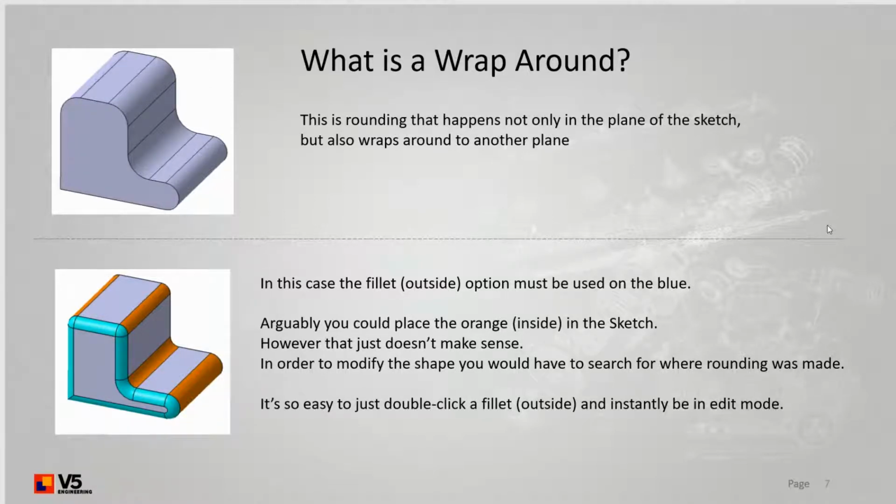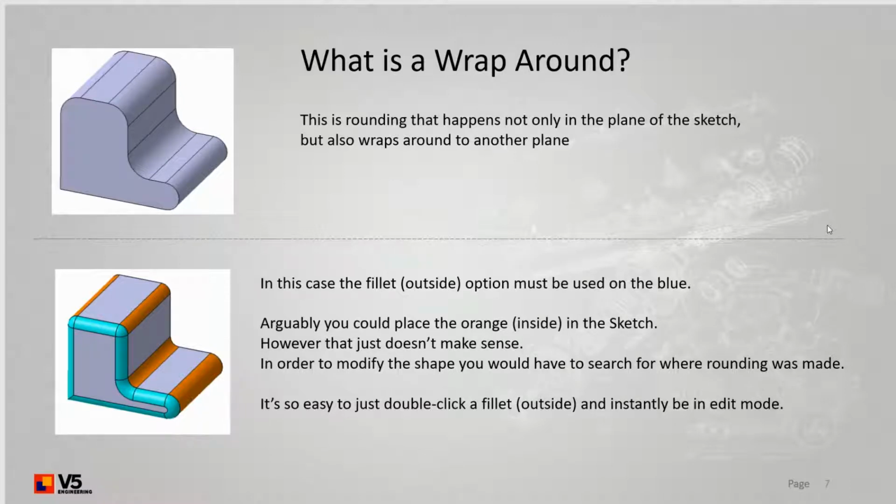So for instance, in the bottom case, you have an orange fillet that flows into a blue fillet. So that fillet kind of wraps around from the orange linear area into another plane for the blue filleting. Now, arguably, you could place the orange roundings inside of a sketch and then put the blue roundings in a fillet in 3D. However, that just doesn't make sense. In order to modify the shape, you'd have to search around to find where the rounding was made. Was it inside? Was it outside?